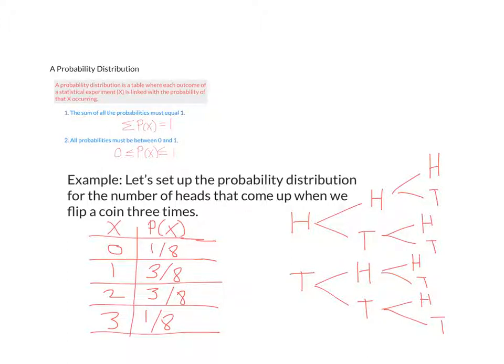So this table that we've created with the random variables and their probabilities that go with them is a probability distribution. Notice that all of the probabilities are positive, and also that all of the probabilities add together to equal 1, because we have 1/8 plus 3/8 plus 3/8 plus 1/8, which is 8/8.